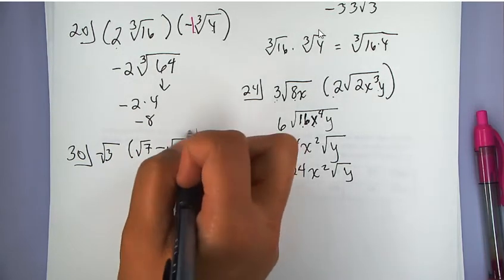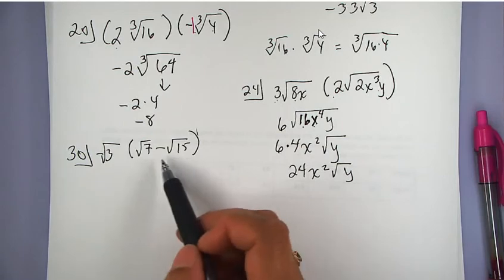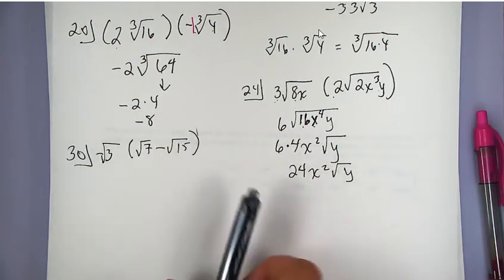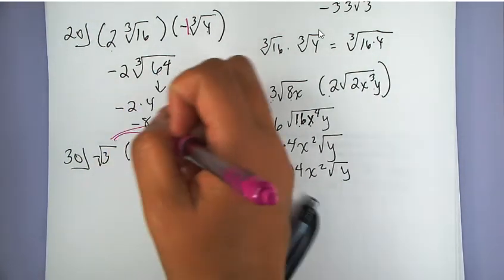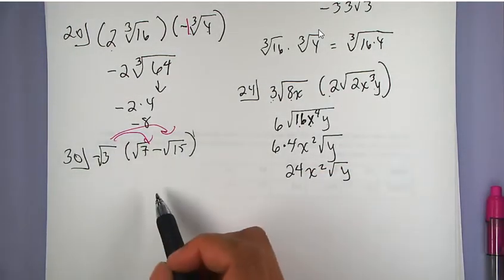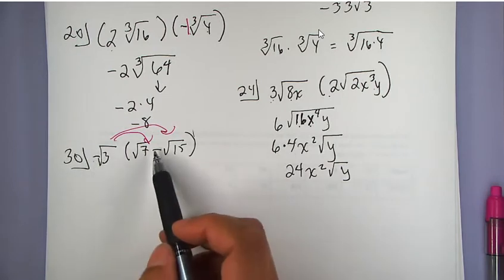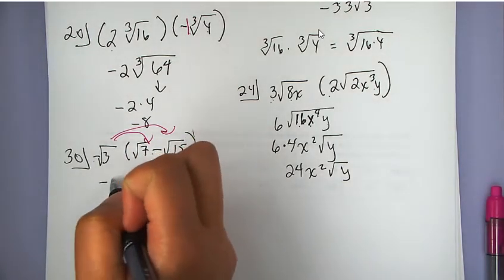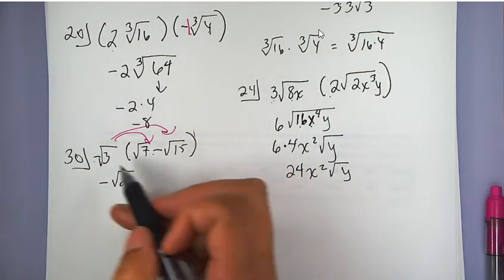But square root of 45 is 4 times 9. Oh, no. No, it's not. It's 9 times 5. I'm having a moment. 9 times 5. So we can simplify that. So we end up with negative square root of 21 plus 3 square roots of 5.